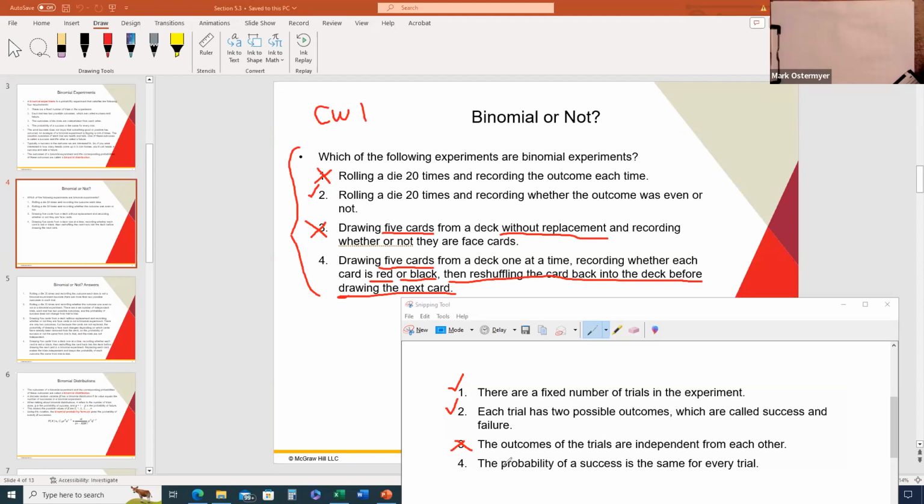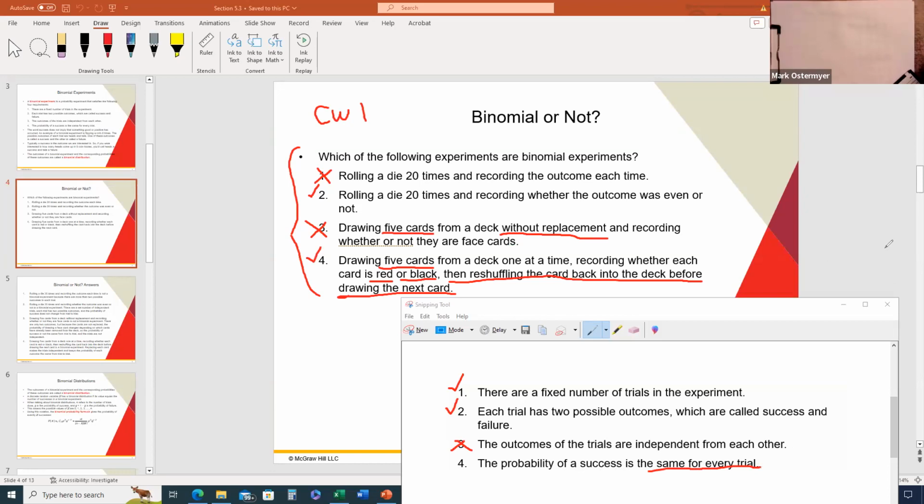Number 4, because it's an experiment with replacement, will the probability of a success, however we define a success to be, whether we draw a red card or a black card, remain the same for every trial? And the answer is absolutely yes, because it's an experiment with replacement. So this is a valid binomial probability distribution.